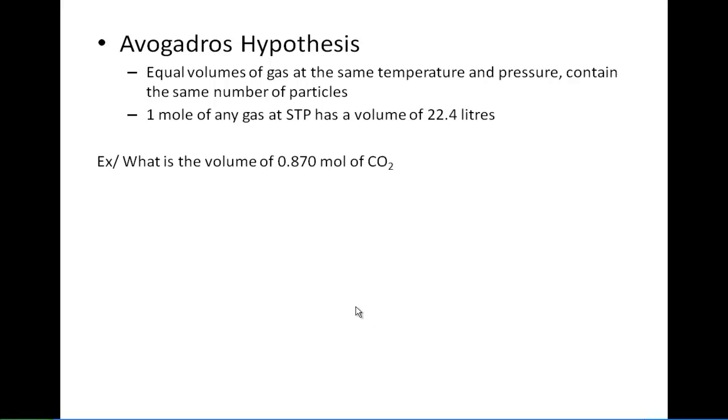Hey, it's Mr. Lum again, and we're going to be continuing on with some more Chemistry 11, and we're going to be talking about Avogadro's hypothesis.